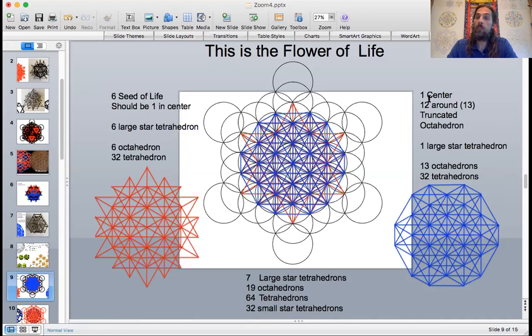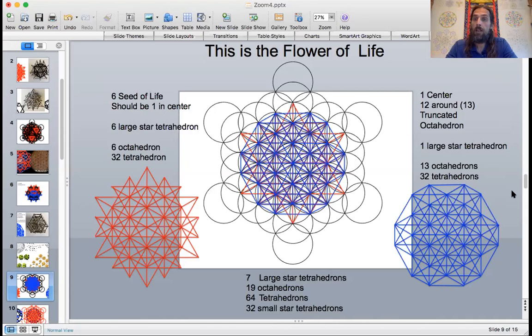And here's the math on the sides, right? So this one on the left, the red one, was built off of the seed of life. It should have one in the center, but all I had was those 6 octahedrons that I was talking about at the beginning. And I built it with those 6 large star tetrahedrons. And it had a total of these 6 octahedrons and a total of 32 tetrahedrons.